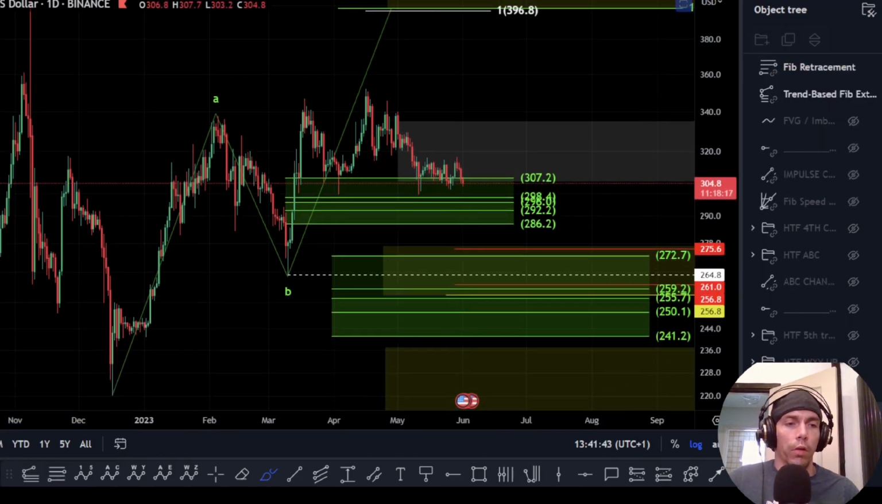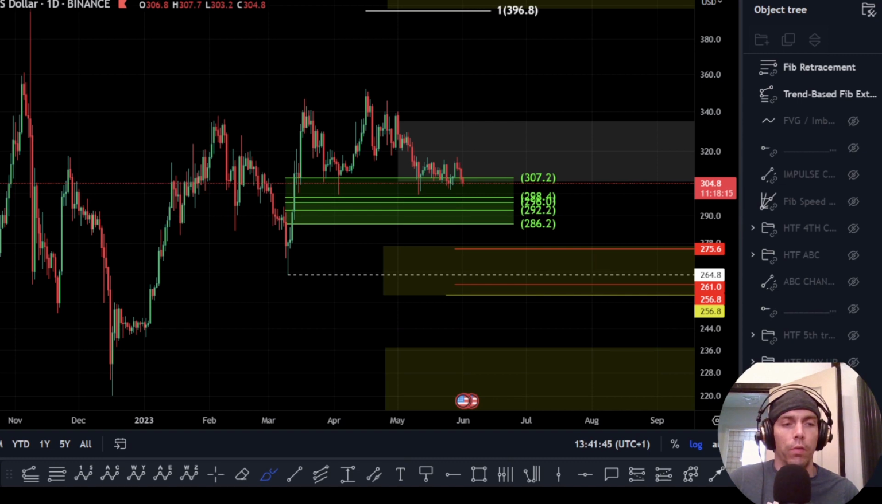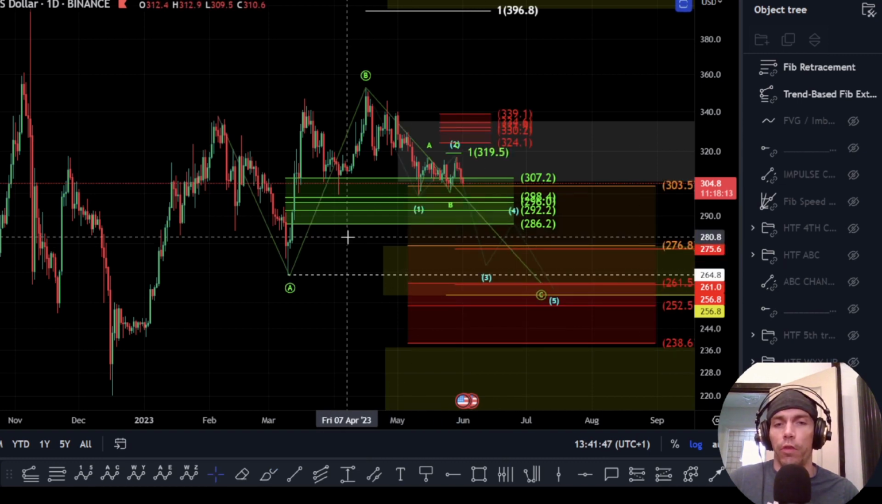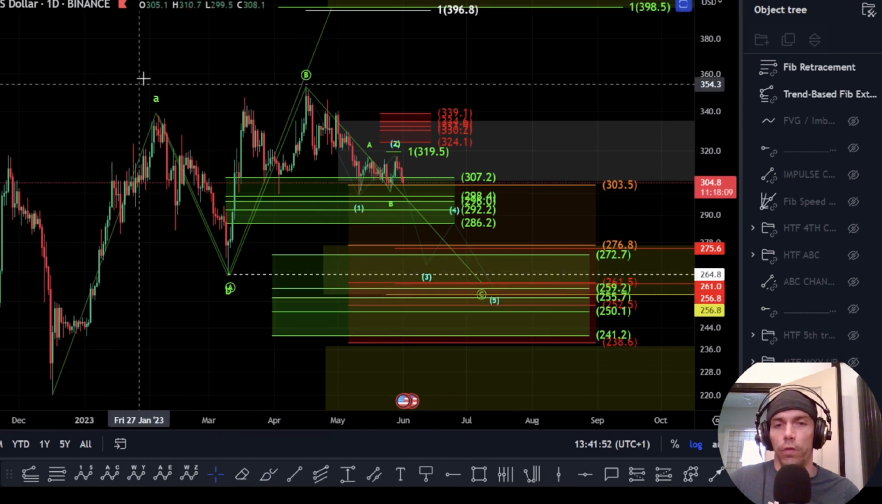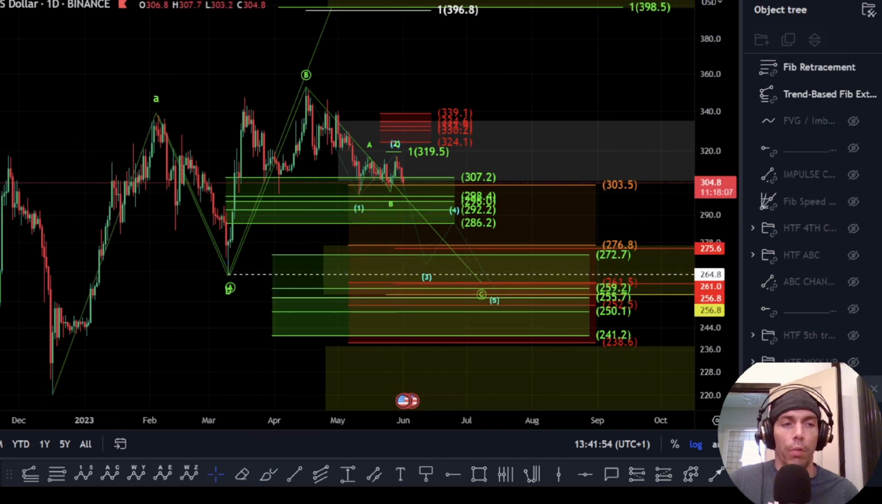The other way we could argue that this is playing out is that we could still see this play out, but we could actually be forming our connector wave here. So this is still looking at the idea of this as an A, a B, and a C, except the B wave is not complete.